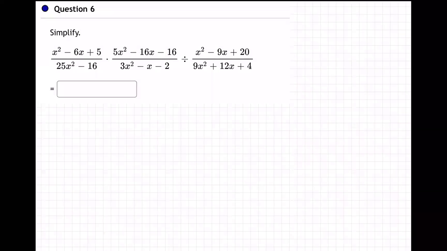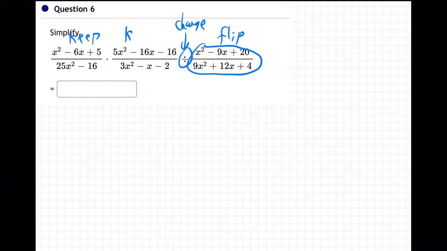Okay, on this one, they want us to simplify. Now notice we have multiply here and divide here. So remember, anything that comes after divide, we have to flip. So in other words, I'm going to change that symbol and I'm going to flip this guy. I'm going to keep the first one the same, and I'm going to also keep the second one the same because they're both just times. So just keep, but then change divide to multiply and flip the fraction on the right, right?